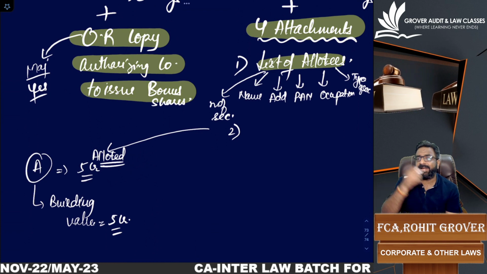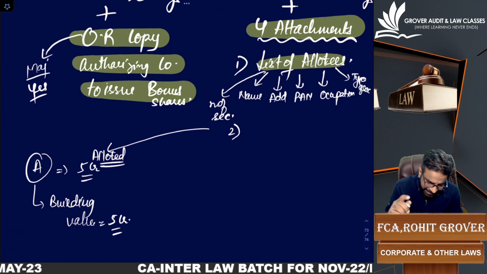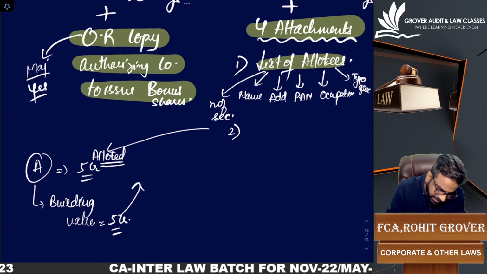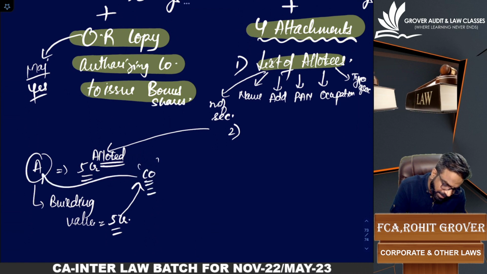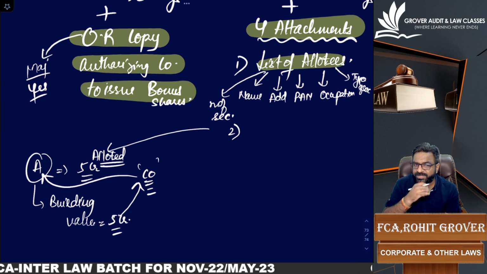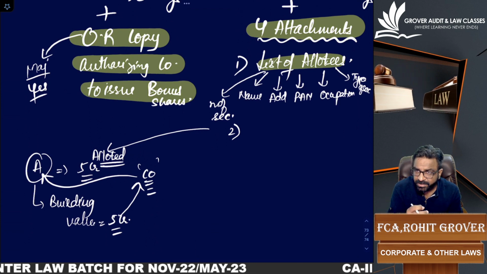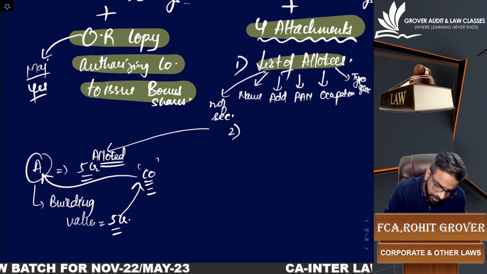Can Mr. A give this building to the company as consideration for the 5 crores worth of shares? Write in the comment box, everyone. Yes or no? Yes. So he sold this building to the company and got shares in return. Now tell me, was it a consideration of cash or other than cash? Other than cash.